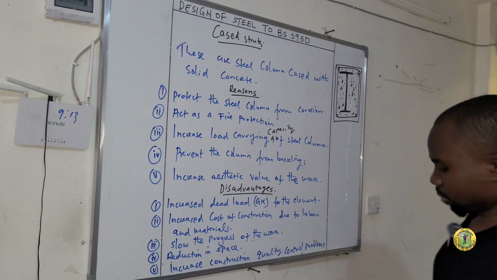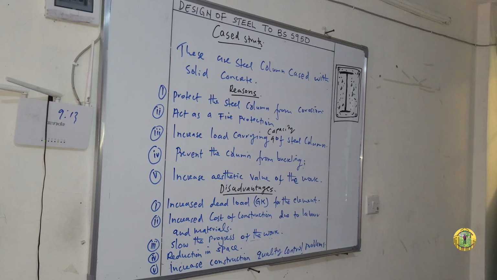That is number three. Number four, prevent the column from buckling. Again, it prevents this column from buckling. Number five, increase aesthetic value of the work. Aesthetic means beauty. Disadvantages: number one, you have the increased dead load, which is Gk, for the element. So if you do these cased struts, it will increase the dead load, Gk, for the elements.